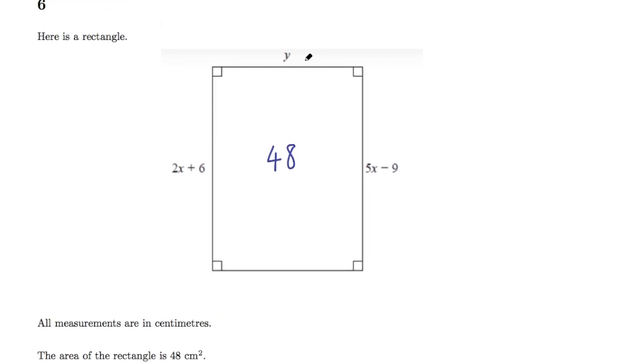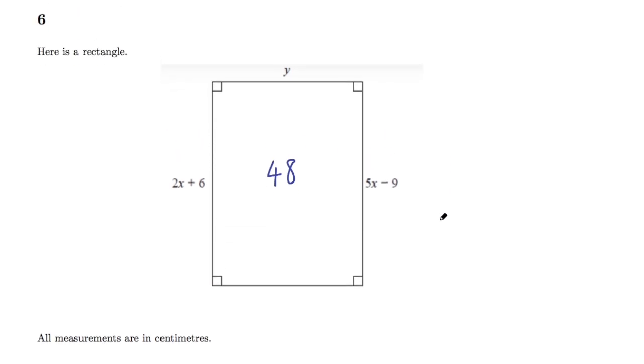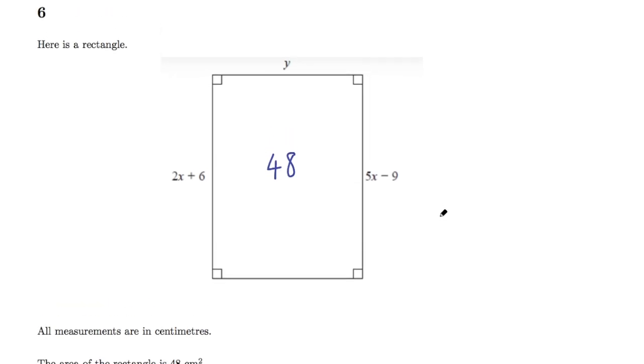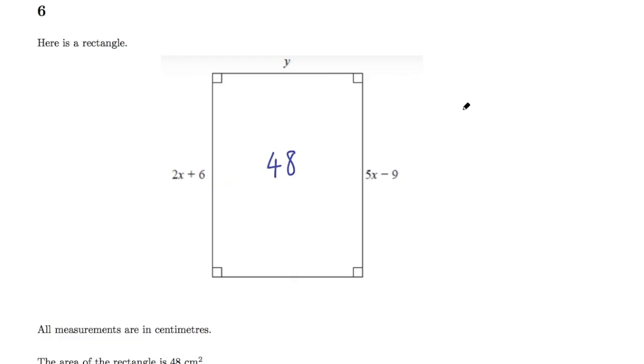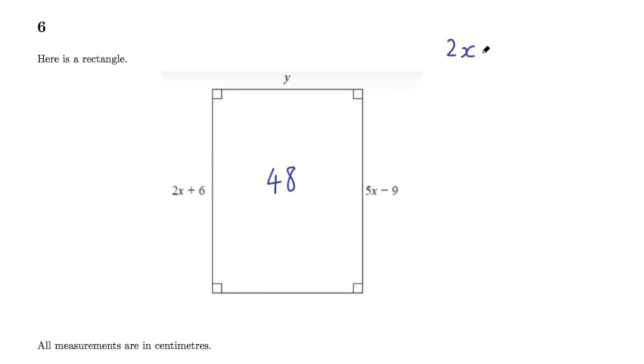And they've told us the width is y and the length is both 2x plus 6 and 5x minus 9. So if this is a rectangle, we can actually say straight away that these two sides equal each other. So 2x plus 6 equals 5x minus 9, as these sides must be equal. It's a rectangle. And then we can go ahead and solve for x here. Rearrange this however you like. So 5x minus 2x, 3x, 6 plus 9 will be 15. So x must equal 5 there.